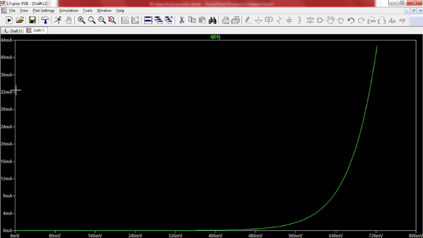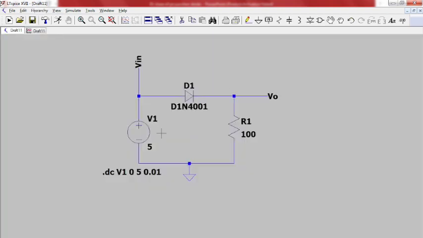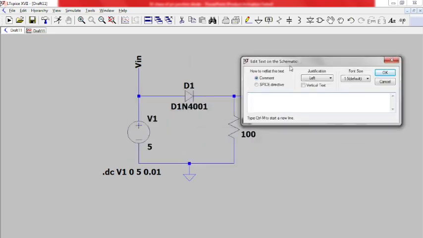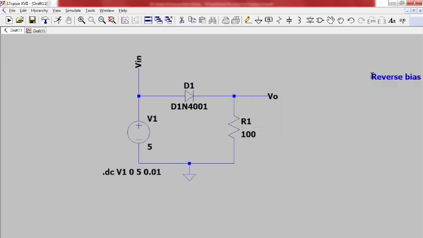Now I'm closing this part and coming to the circuit. Next, I'm going to discuss the reverse bias characteristics. In this manner, by clicking this text option, we can provide headings.